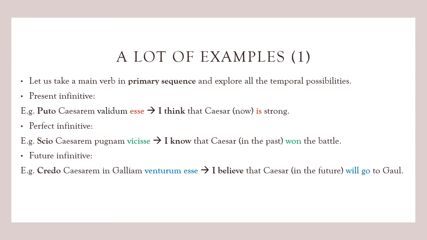Let's see an example with the future infinitive. Credo Caesarem in Galliam venturum esse. So I believe that Caesar, since we have a future infinitive, the action is subsequent. So I believe that Caesar in the future will go to Gaul. So this means that the action of Caesar going to Gaul is subsequent to me believing that.